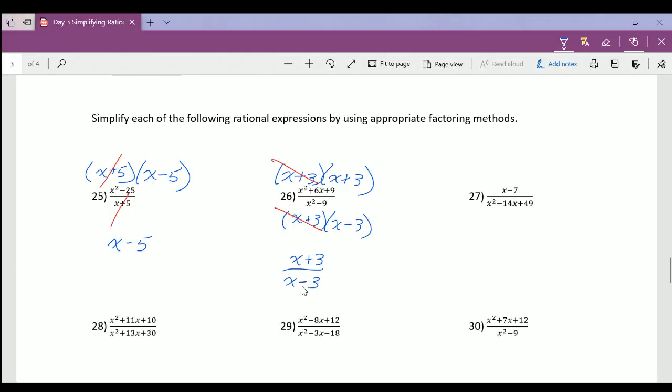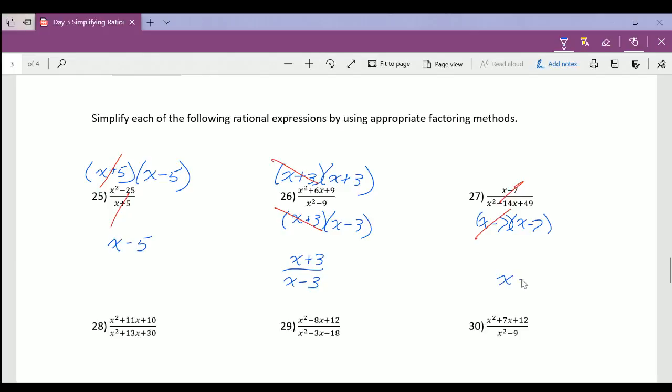Okay, let's just do one more of these. Let's do this one over here, number 27. Okay, the top is x minus 7. You can't do anything with that. X is to the first power. It's just a first degree binomial, or linear. Down here, though, we can factor it. You're looking for two numbers. When you multiply them, you get 49. When you add them, you get negative 14. In this case, it's going to be a negative 7 and another negative 7. And since there is a negative 7 up on top, we can cancel those out.